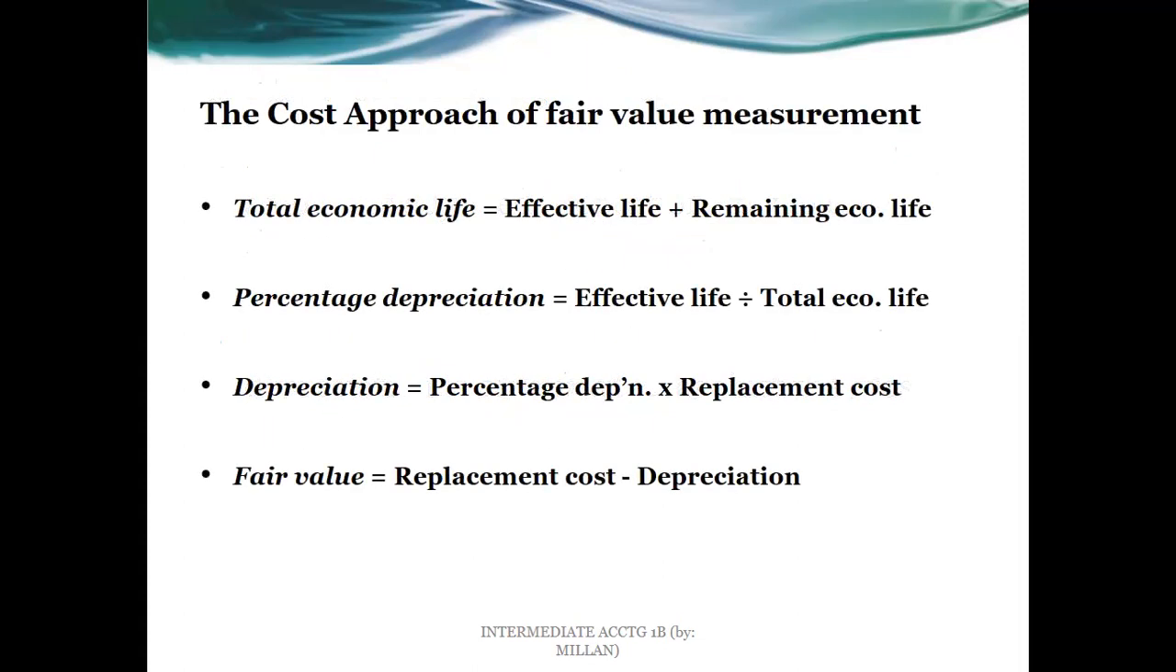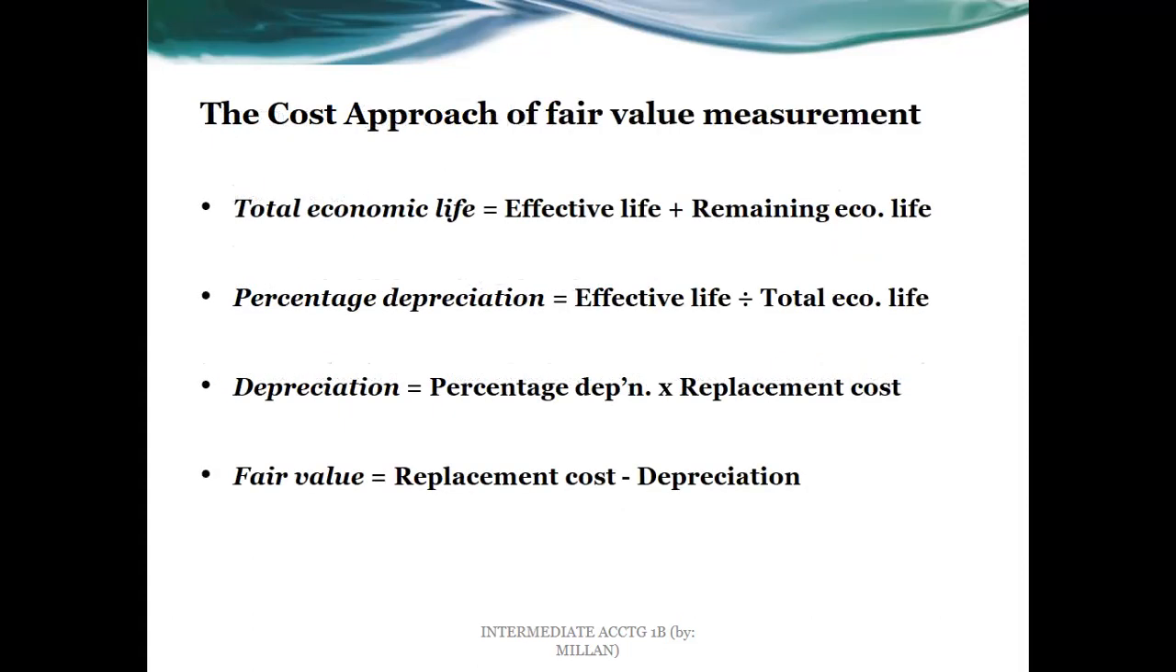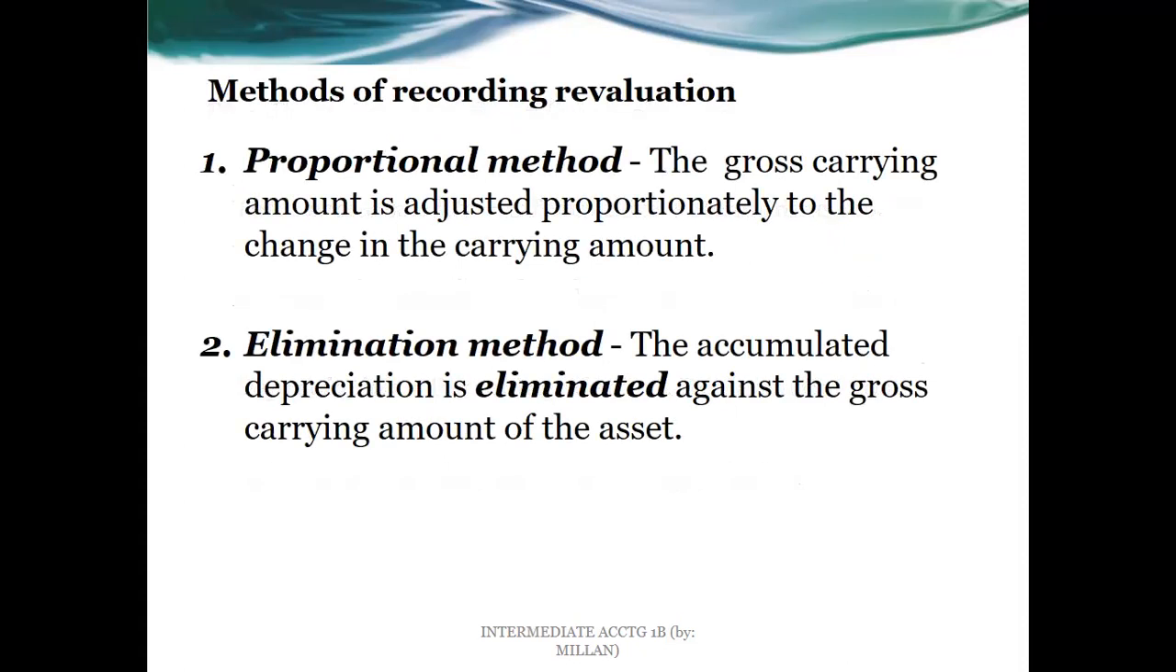Let's go back to our formula here. To get the fair value, that's going to be the cost based on the replacement cost, so the updated one, less the accumulated depreciation on the current one. Well, the carrying amount is the difference between the cost, which is prior to revaluation, and the accumulated depreciation prior to revaluation. And the difference of the two again will be the revaluation surplus. So surplus is excess.